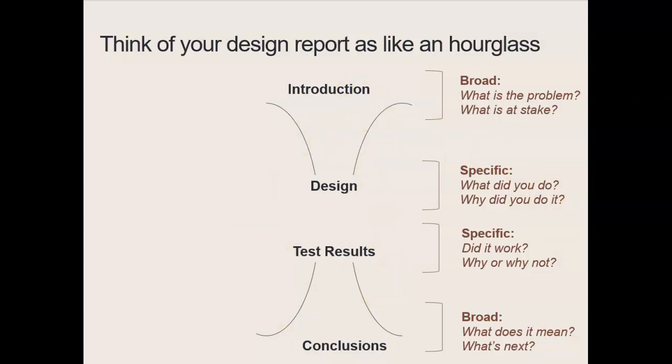The majority of the report should be more narrowly focused on the design decisions, so on the algorithms that you programmed and the parameters that you coded. And you should really describe your process in terms of what you did, why you made these decisions, what was your rationale. And the test results section will likewise be narrowly focused: did the thing that you built work, and why or why not.